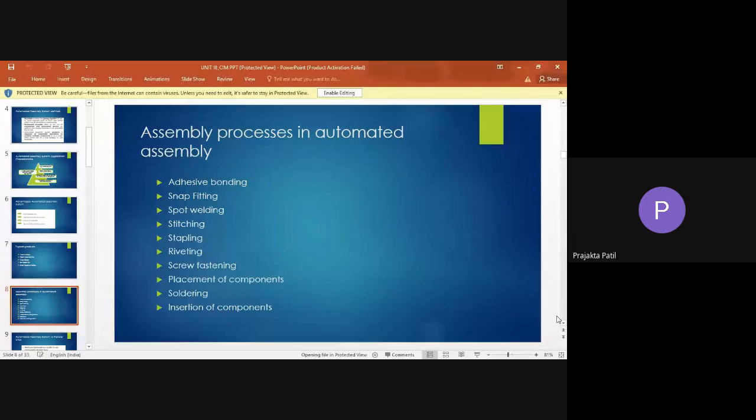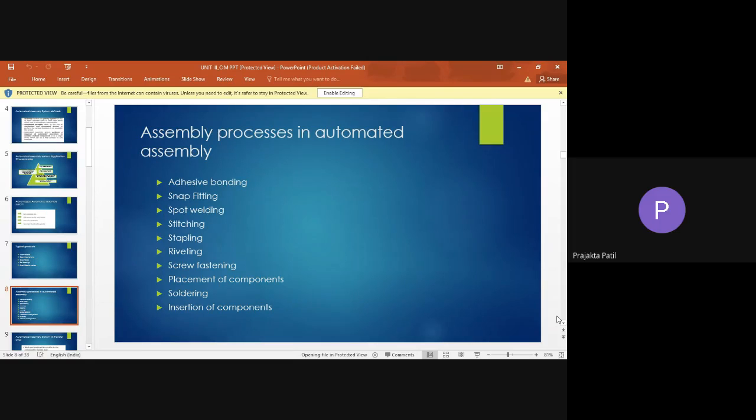These are all examples of assembly operations where one part is joined to the other part in order to complete the product. So as you can see, all the ones which are listed here are basically going to help you to join one part to the other part. Like this, you may have many other processes as well.